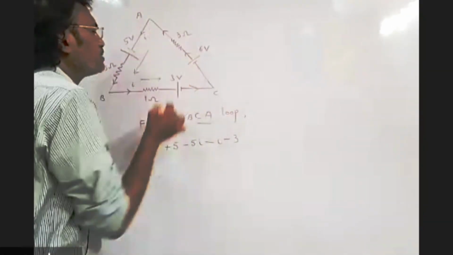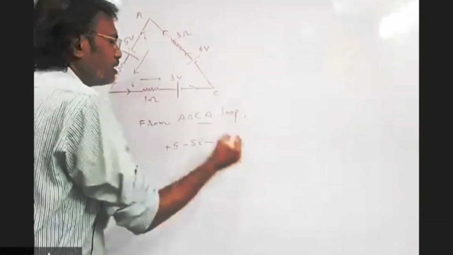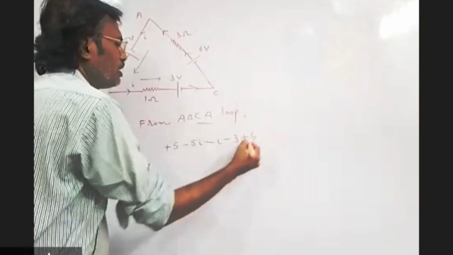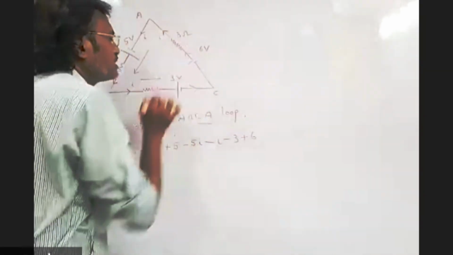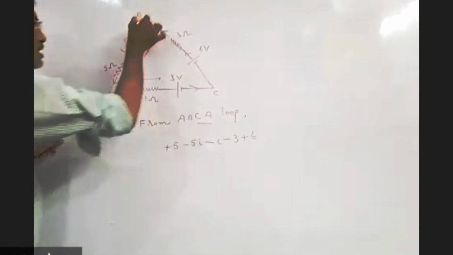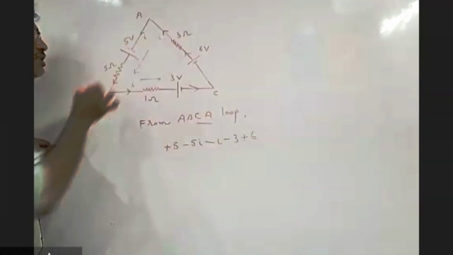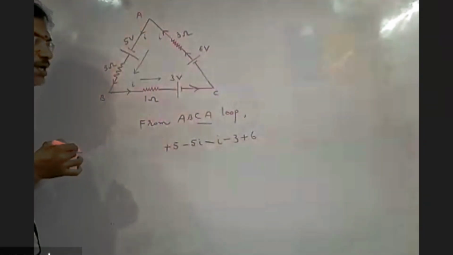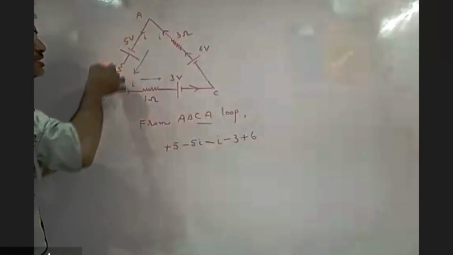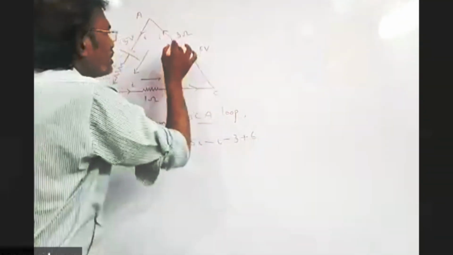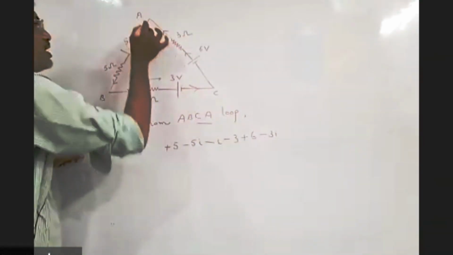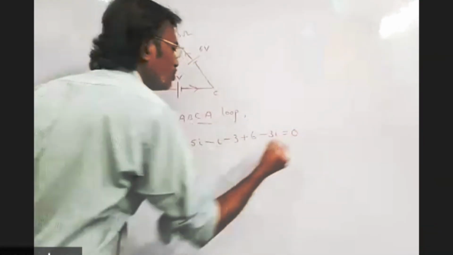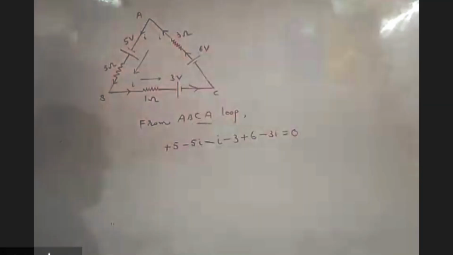In this branch, low to high means high only, plus 6, and same current I passing through the 3 ohm resistor also. Why? Because the current is moving like this. There is no change in the path of the current. So everything is in series combination. Now 3 into I, minus 3I, both are in the same direction, and reach the point A, and finally that is equal to 0.